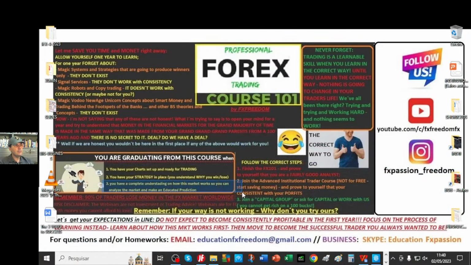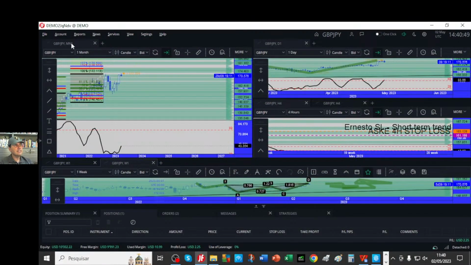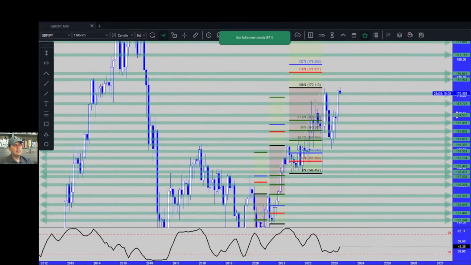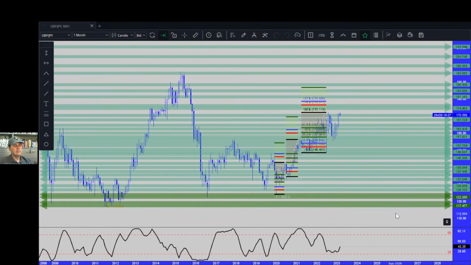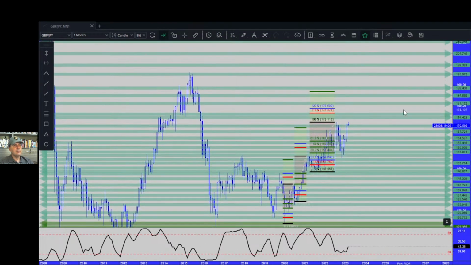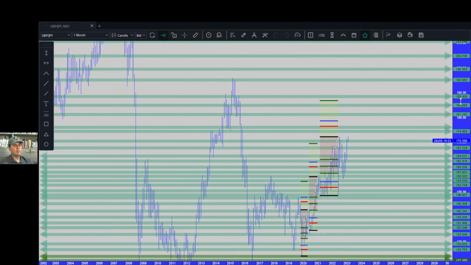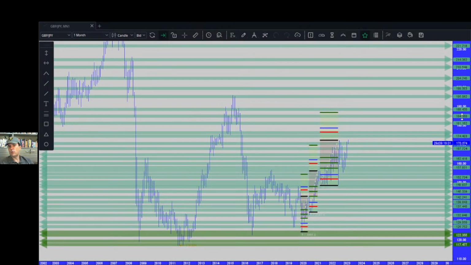You have a complete understanding of how this market works, so you can analyze the market and make an educated prediction. If you believe from your analysis, from the monthly chart, just an example, that this market is going to push up, then you are not going to short the bet, right? I mean, this makes sense. Does this make sense to you?